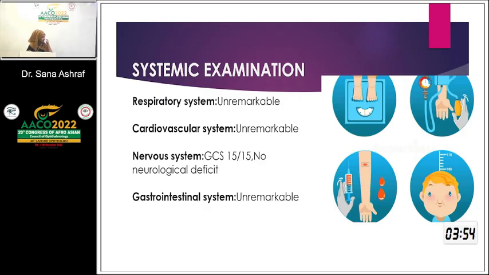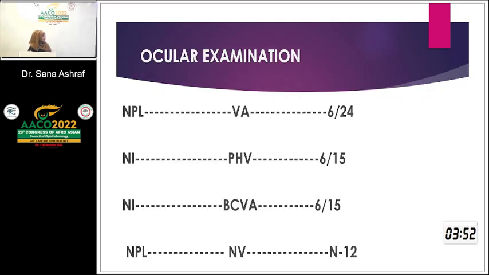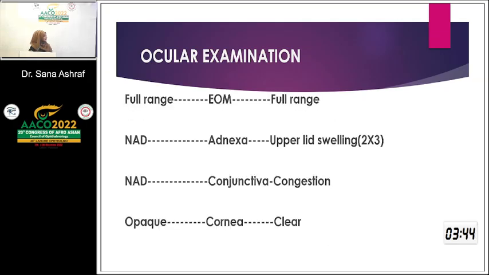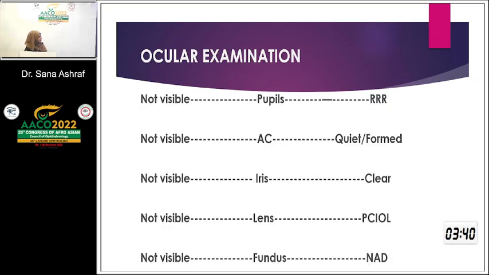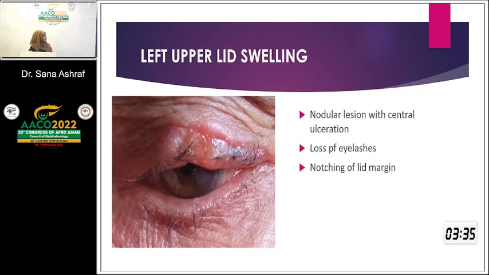Systemic examination is unremarkable. Vision in the right eye was NPL and in the left it was 6/24, which improves to 6/15 with diffraction, and near vision was N12 in the left eye. Posterior segment examination of the right eye was not possible due to opaque cornea, and in the left eye it was unremarkable.